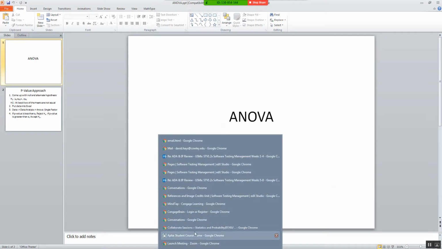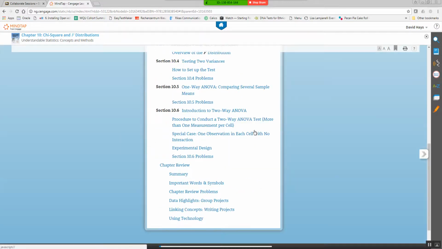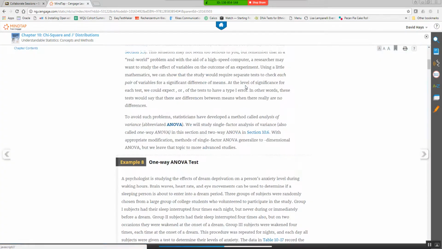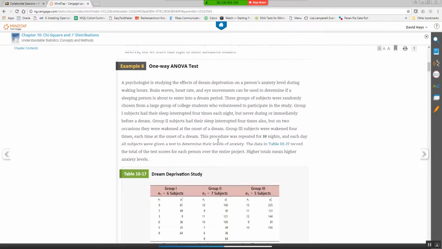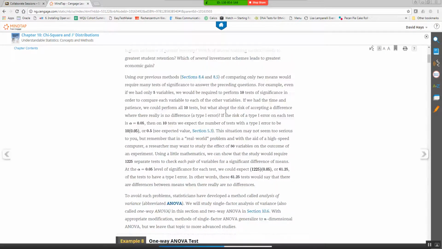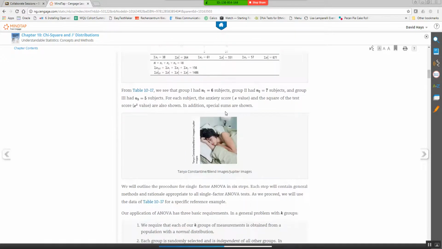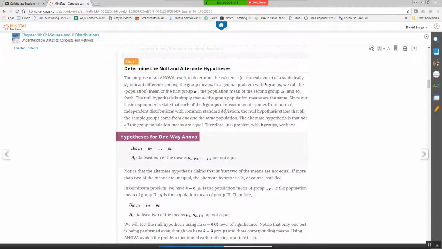And let me bring up the book. This is specifically one-way ANOVA, comparing several sample means. And we're not going to go into all the different items that are in the book. We're going to focus on how to find it using technology. They'll go through here, they'll give you some examples and so forth.